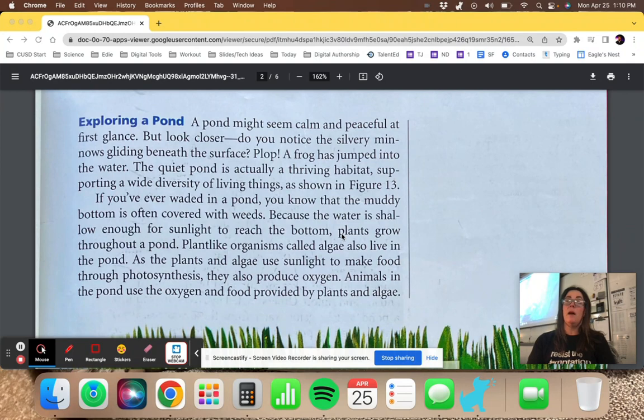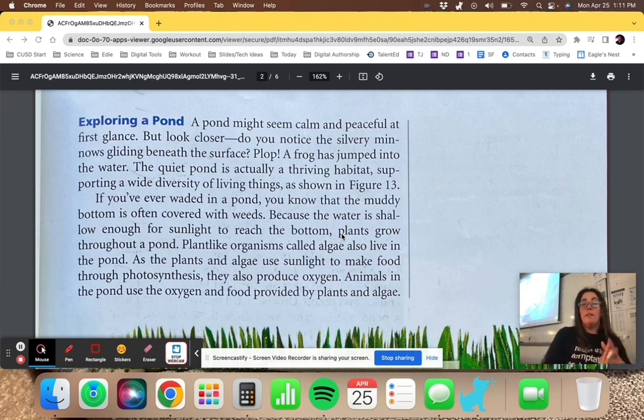A pond might seem calm and peaceful at first glance, but if you look closer, you'd notice the silvery minnows gliding beneath the surface. Plop! A frog has jumped into the water. A quiet pond is actually a thriving habitat supporting a wide diversity of living things, as shown in Figure 13. There's a lot of organisms that depend on ponds for their habitat.